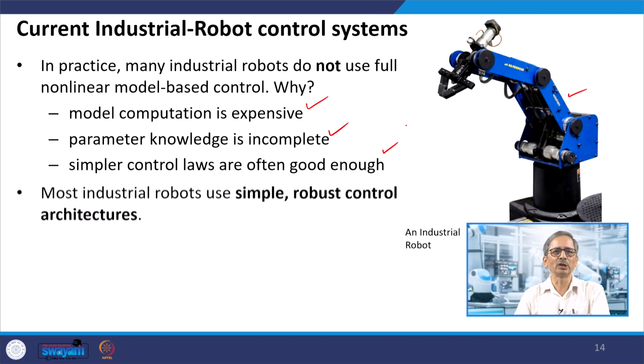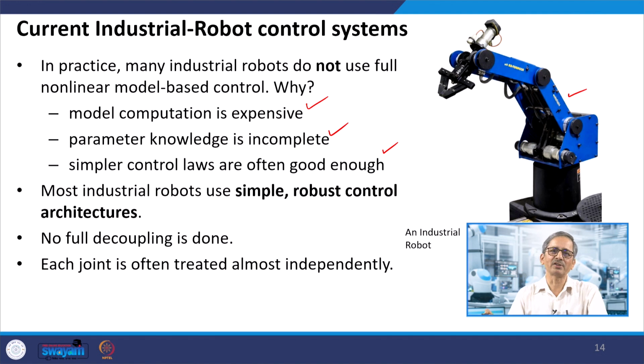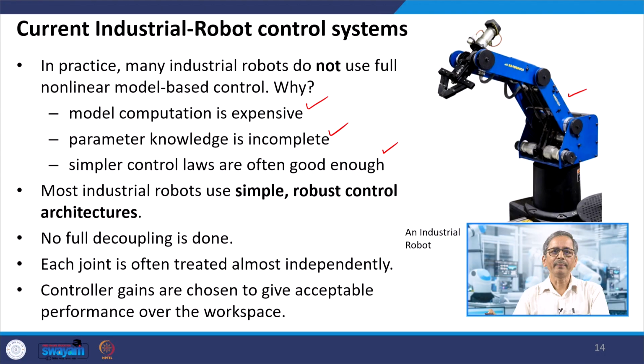Most industrial robots use a simple robust control architecture, and no full decoupling is done. Each joint is often treated almost independently, and controller gains are chosen to give acceptable performance over the workspace.